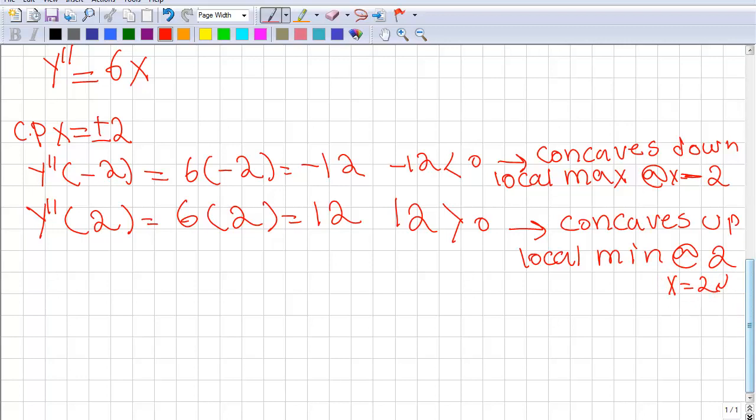So once we found out the concavity and our local extreme values, we're left to find our inflection points. To find the inflection point, we simply have to take the second derivative and set it equal to 0. So y double prime should equal 0. So 6x should equal 0. By that, x is equal to 0. And that was the answer for this question.